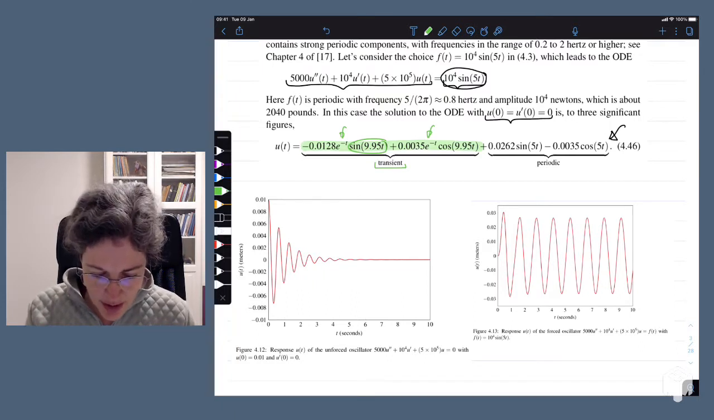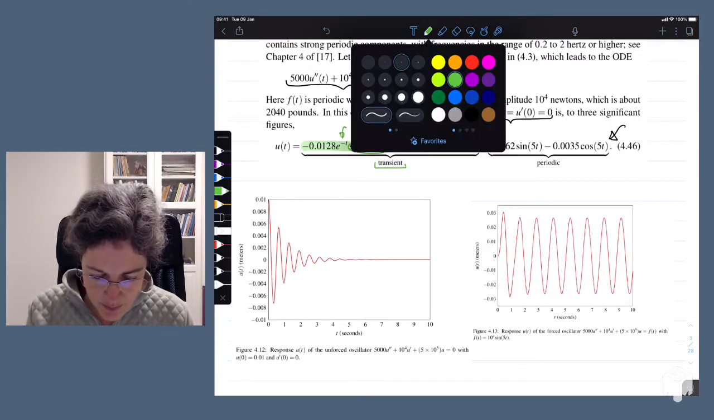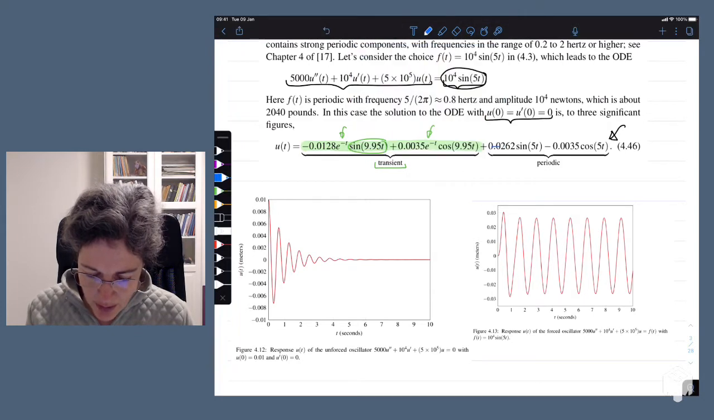On the other hand, we have these terms over here. Let's just change that color.